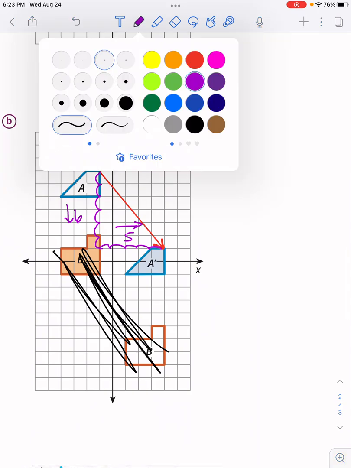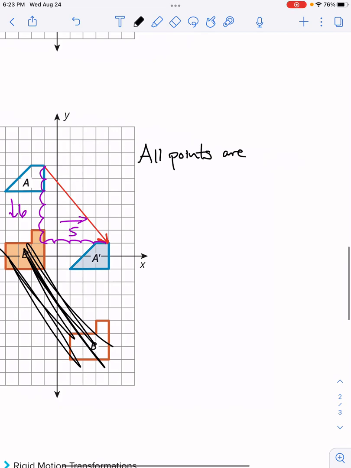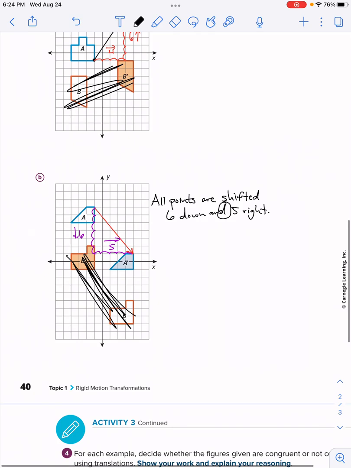The problem said it was, but let's go and write it in. So we're just going to say that all points are shifted six down and 5 right. Wow, I don't know what that is. That's supposed to be a D. All right, anyways. Good. Okay, and let's go on to our last page here. That is page 41.